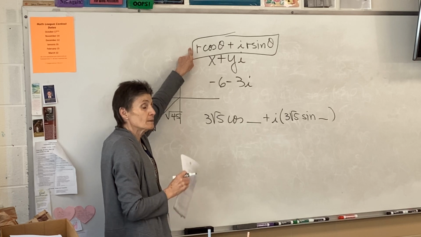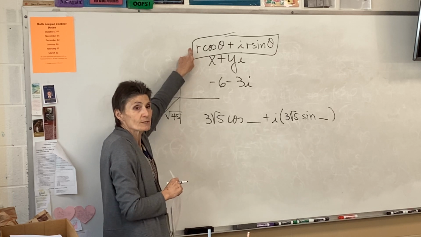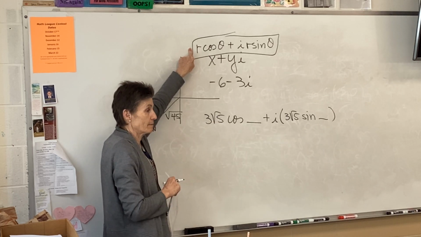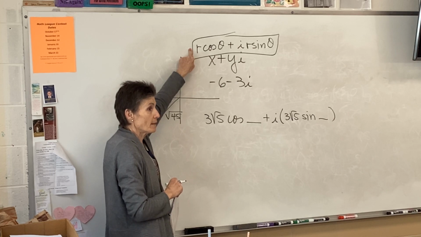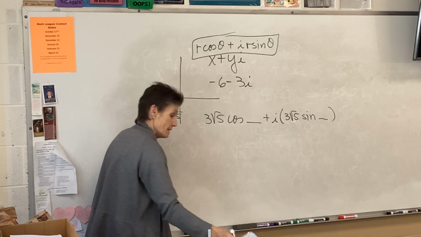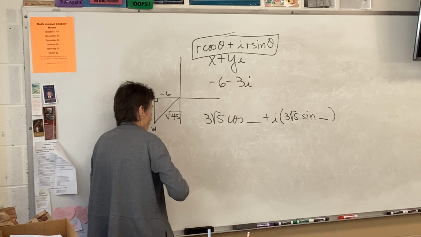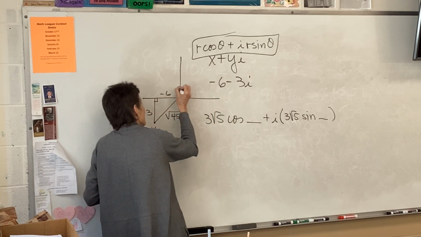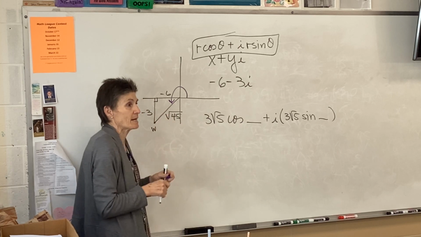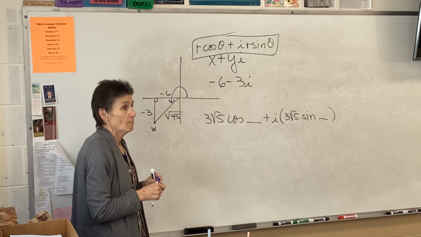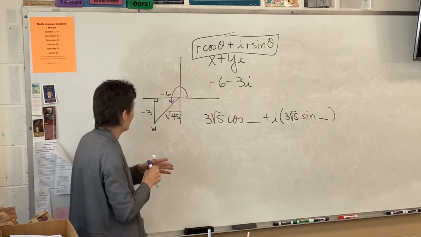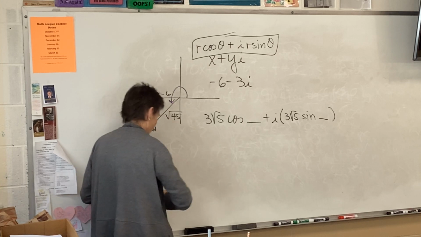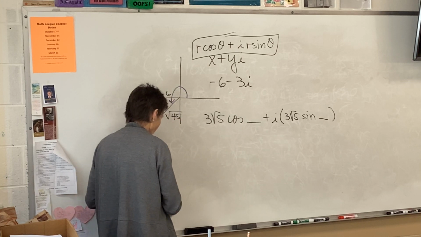Our mantra, X equals R cosine, Y equals R sine. Okay, now I need to find my angle. Now, the angle will, in the final, be this right here. It must be in standard position. But we won't find that right off the bat. We'll find this one right here, right? How will we do that?